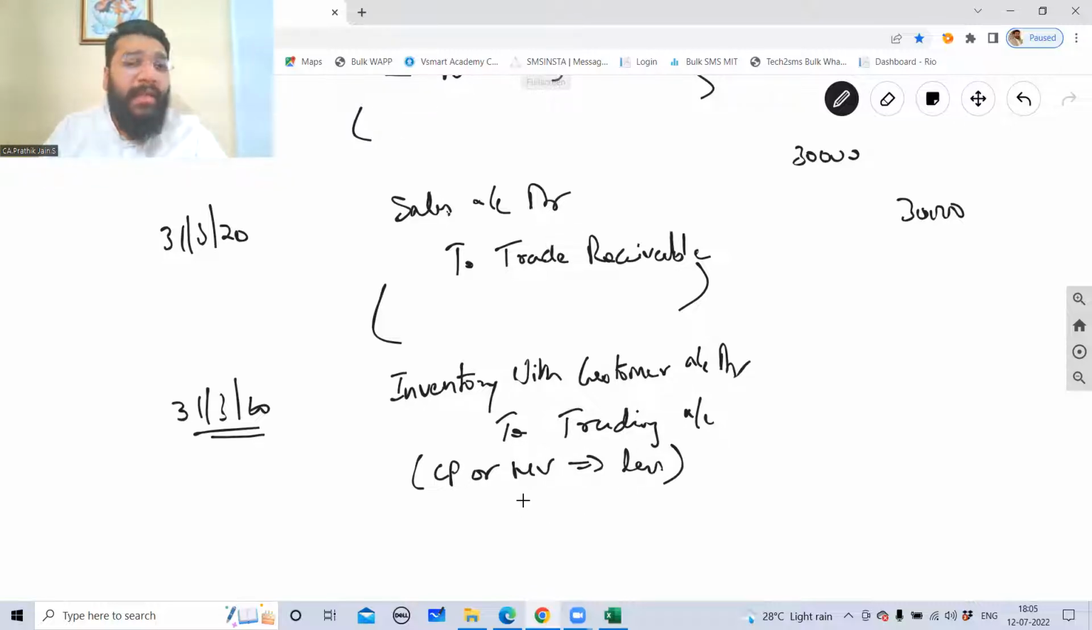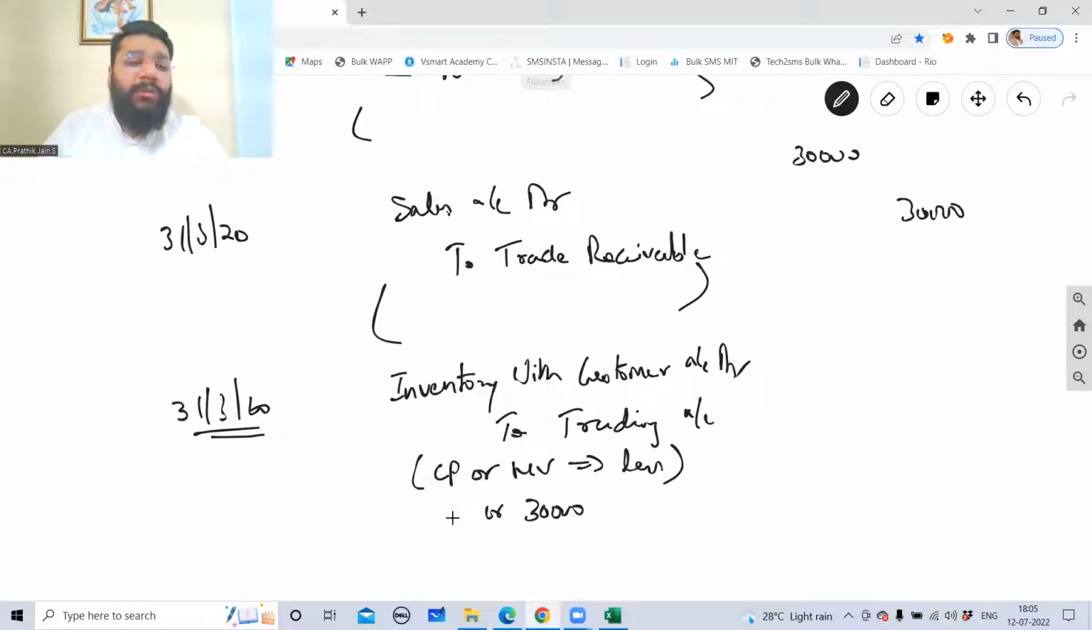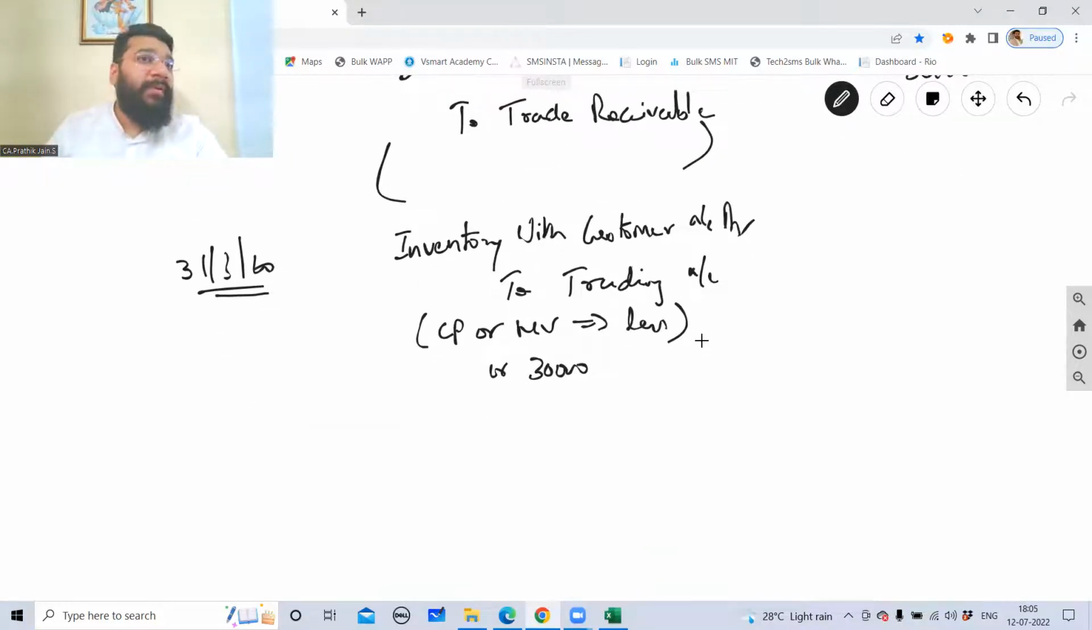What is the cost price that we have to calculate? What is the market value? 30,000, because 30,000 is the net realizable value, which means if I go and sell this product in the market, I'm getting 30,000 rupees. That is the sale value. What is the cost price? Can you calculate the cost price? Not necessary. The question Arjun is asking is, sir, obviously your market value and NRV will be more than cost price.